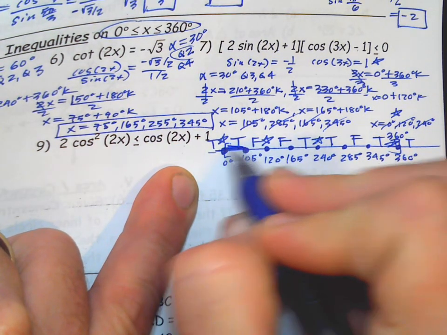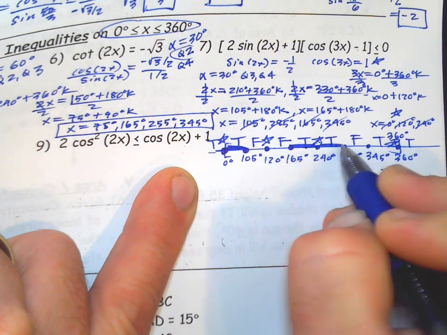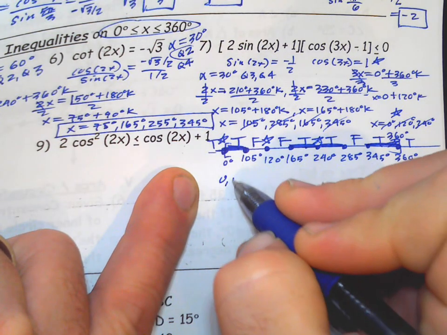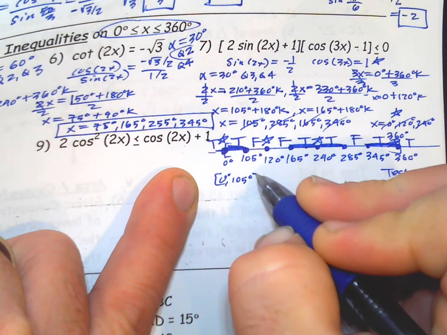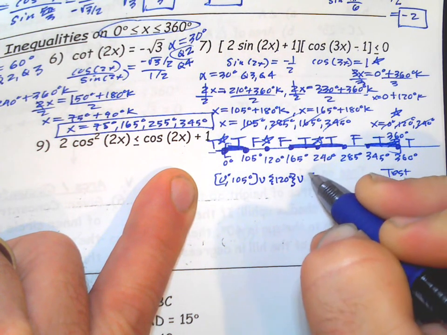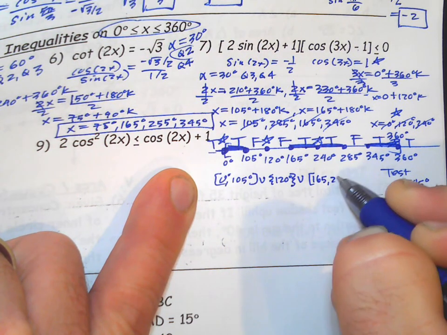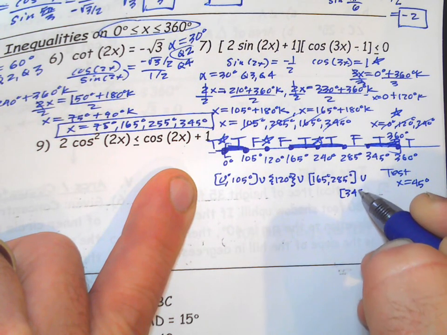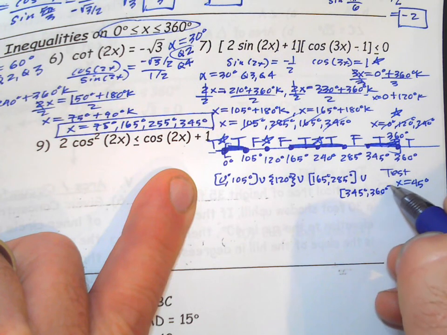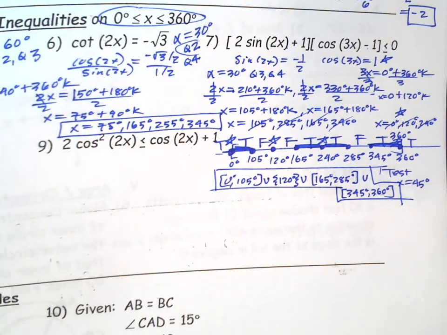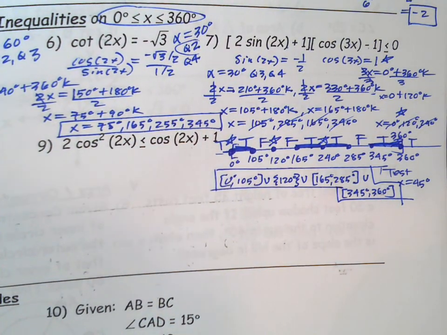So I'm going to darken in the answers. Now these are solid dots, so we're not going to have to break them up. So the answer is going to be 0 to 105, brackets. 120 is an answer. These should be left to right. 165 all the way to 285. And then 345 to 360. There you go. Interval notation. Show your work, nice and neat. Be organized. Best way, best plan of attack.